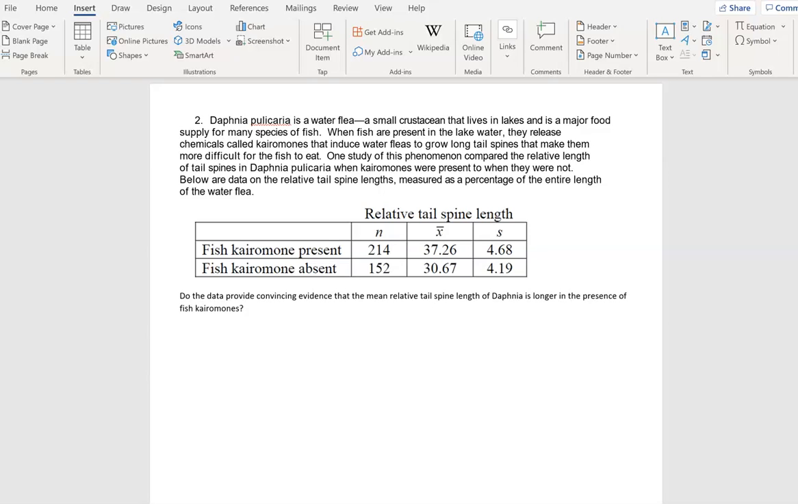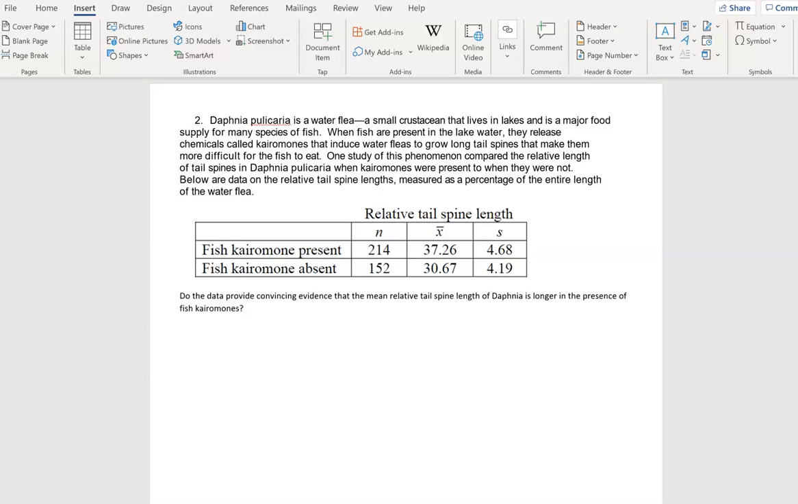This video will provide the solutions to the second problem of the review sheet for the quiz. Daphnia pulicaria is a water flea, a small crustacean that lives in lakes and is a major food supply for many species of fish. When fish are present in the lake, they release chemicals known as pheromones that induce water fleas to grow long tail spines that make them more difficult for the fish to eat.